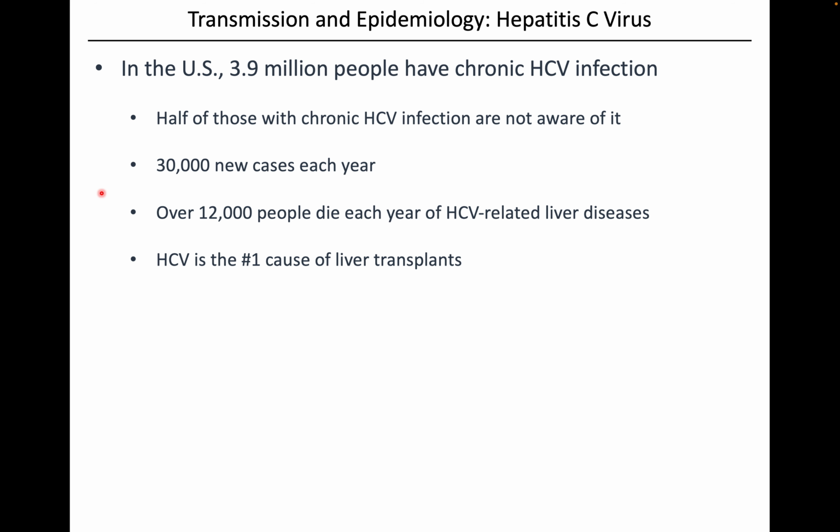So focusing on the U.S., as we said, there are almost 4 million people in the United States that have a chronic hepatitis C infection, and many of those may not be aware of it because sometimes the first symptoms you have are not until the disease is much more advanced. They're estimating about 30,000 new cases a year in the United States, about 12,000 people dying each year of hepatitis C related disease. And hepatitis C is the primary cause of liver transplants in the United States, and I think worldwide for that matter as well.